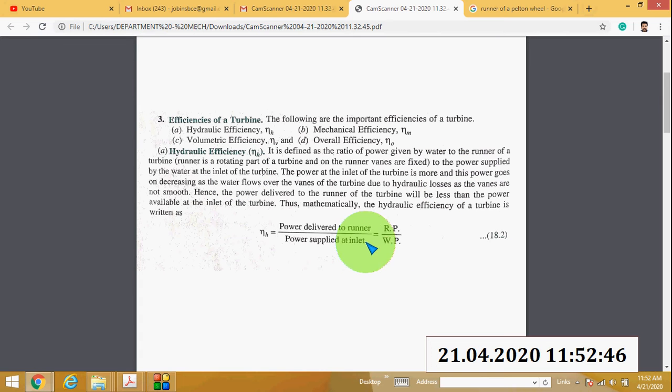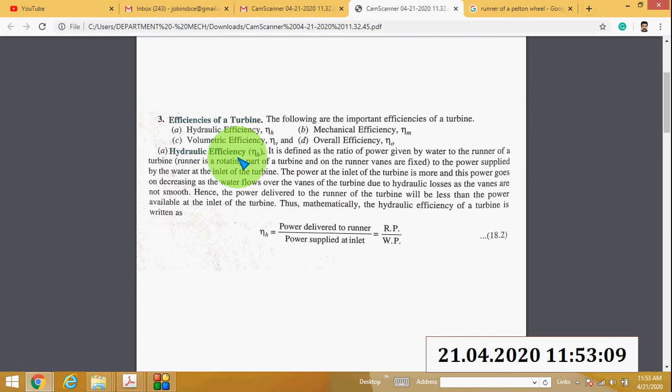to the power supplied by the water. We are supplying water at the inlet of the turbine, so the power supplied at the inlet, with the help of water, is called the water power. So hydraulic efficiency means runner power divided by water power. This is a very important equation.